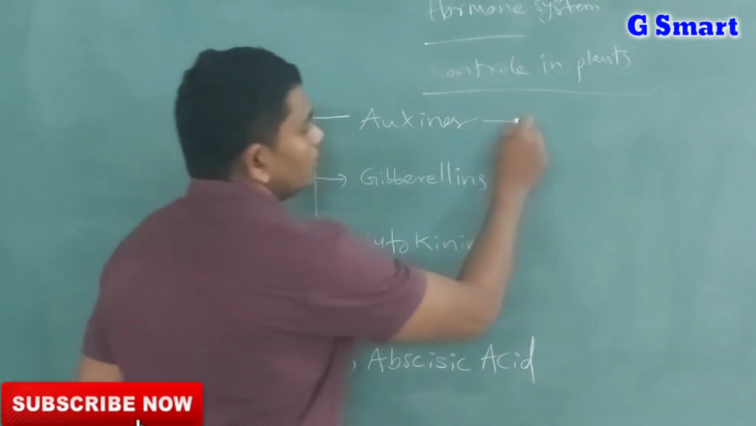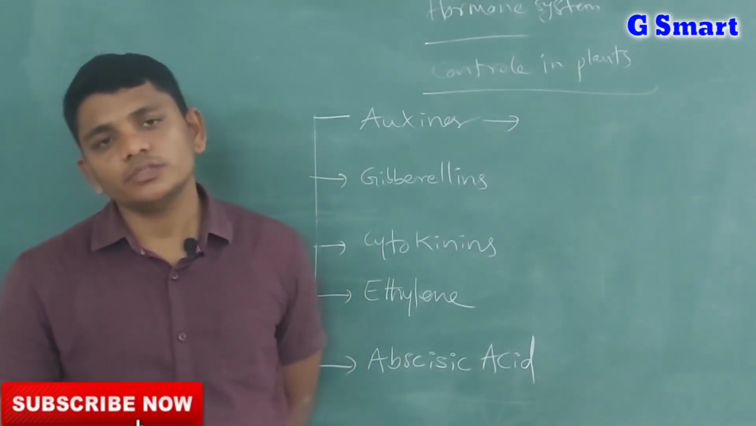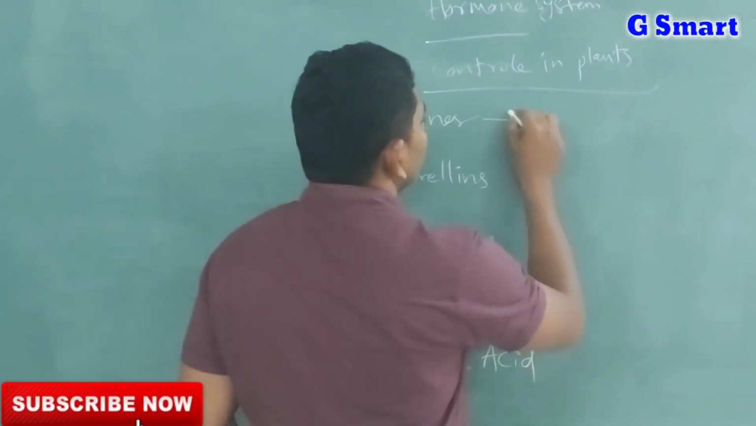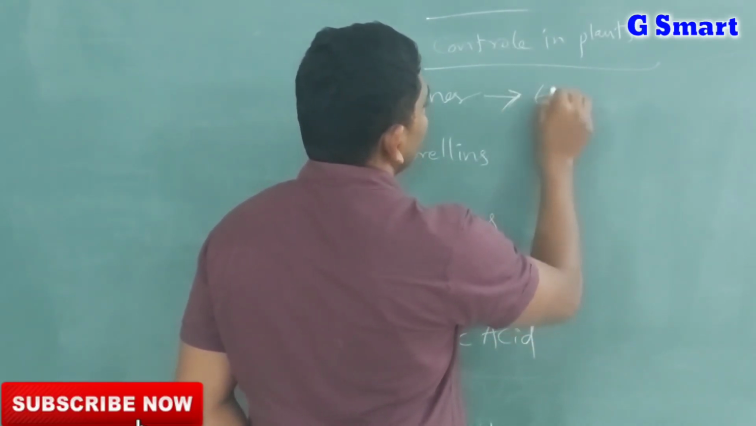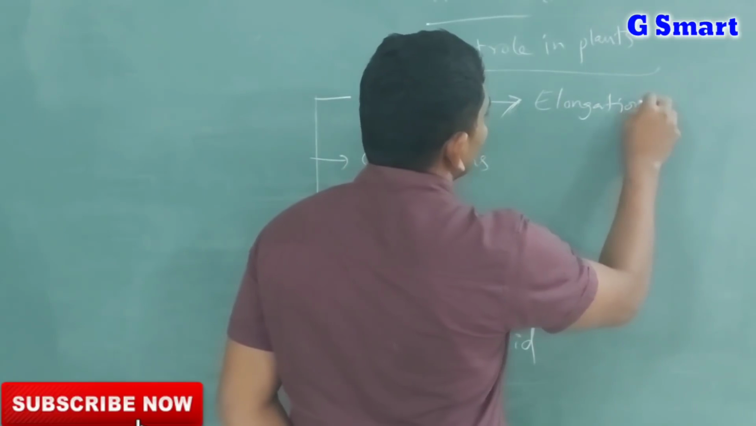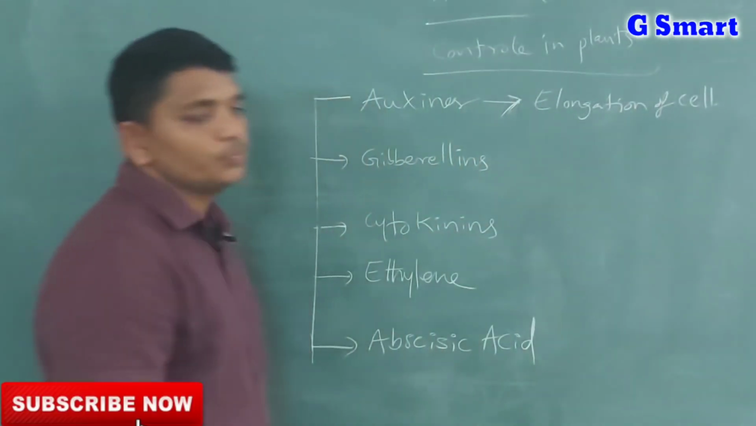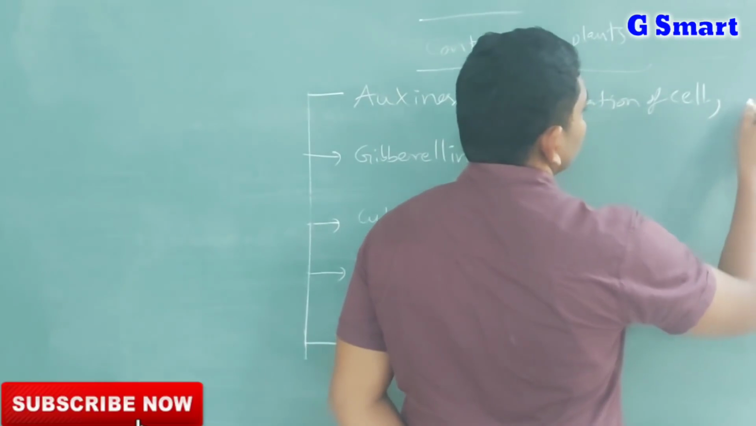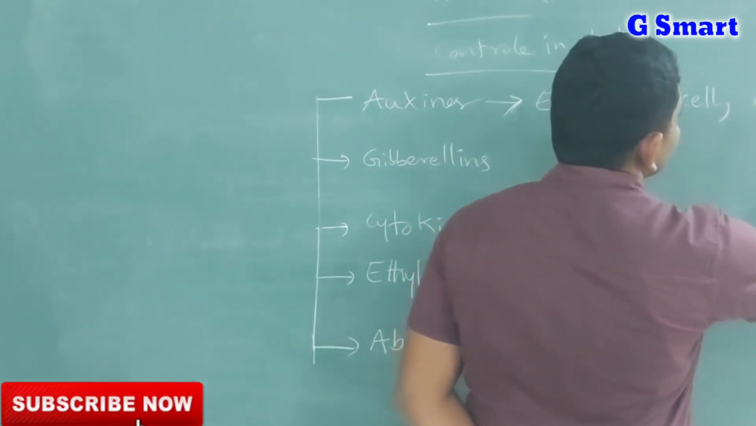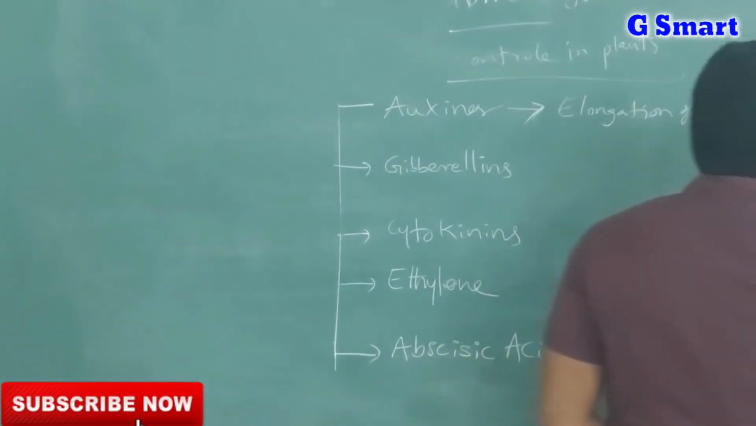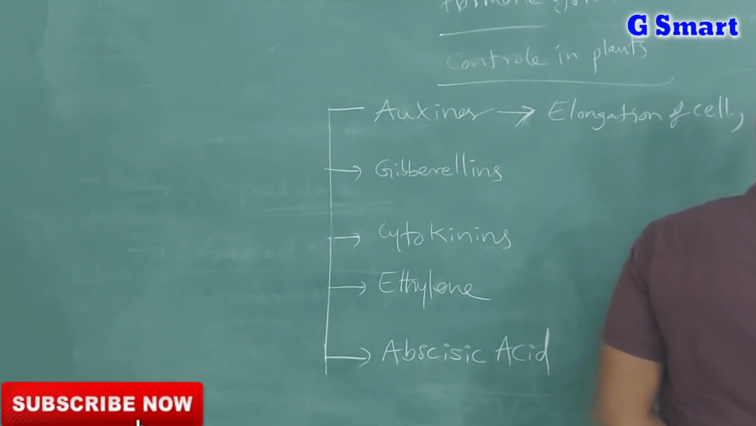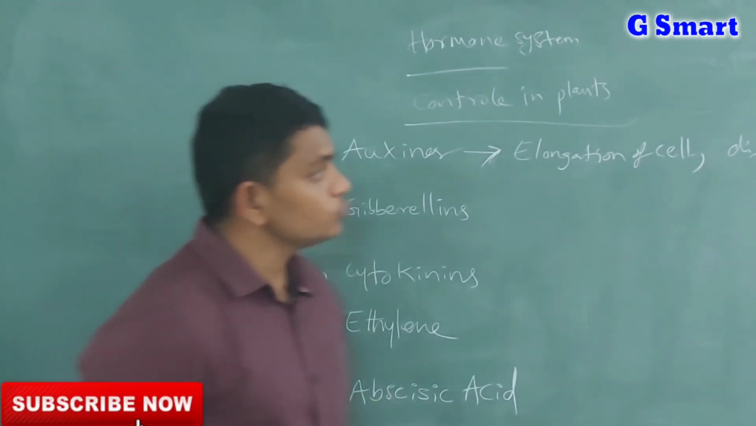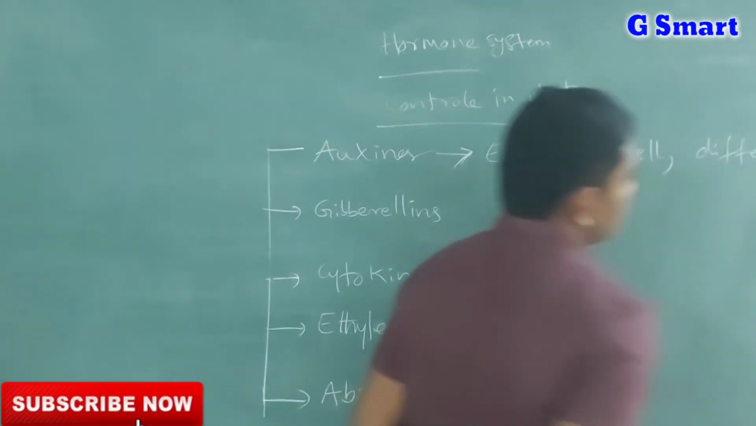Auxins. These are hormones released by the plants, and they are responsible for the promotion of elongation of cells. They participate in elongation of cells and also in differentiation of shoot and root.